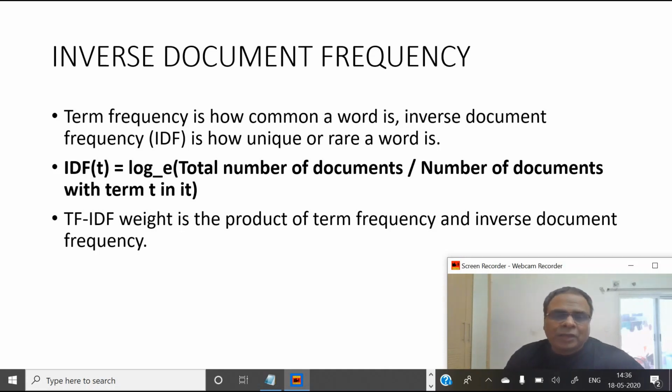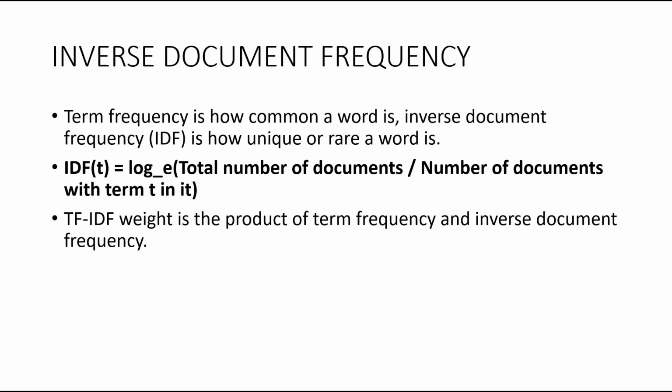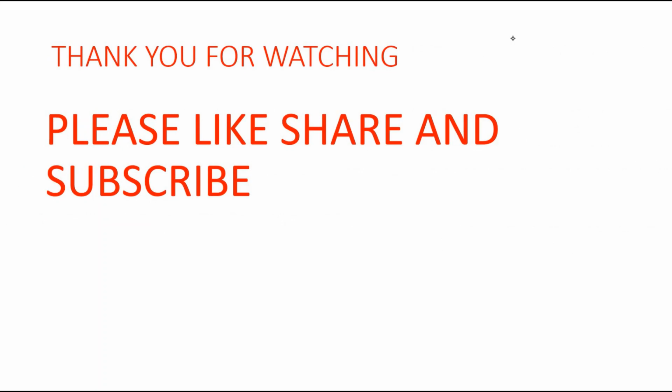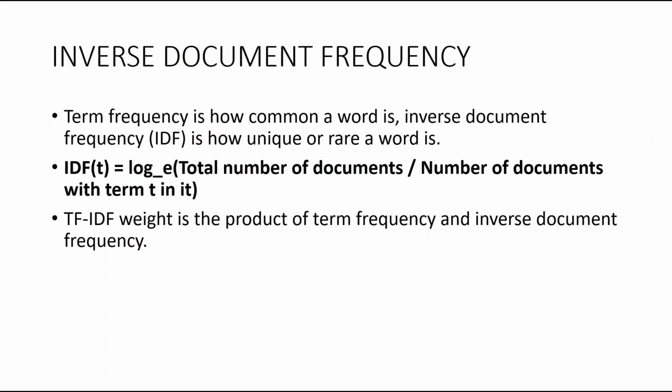That is the formula. You have the log of the total number of documents, divided by the number of documents with term T in it. It is logarithm to the base e, it is not underscore. This is the inverse document frequency.